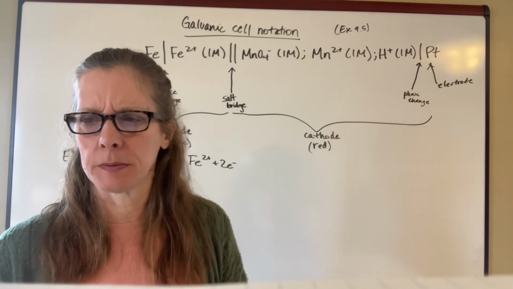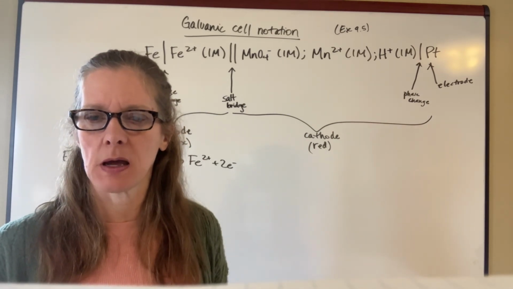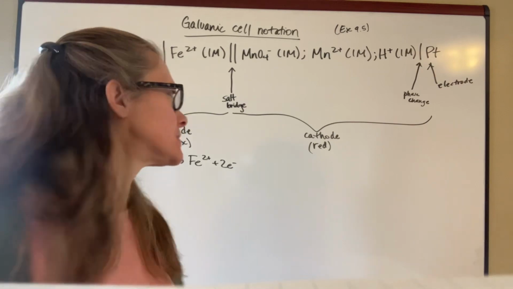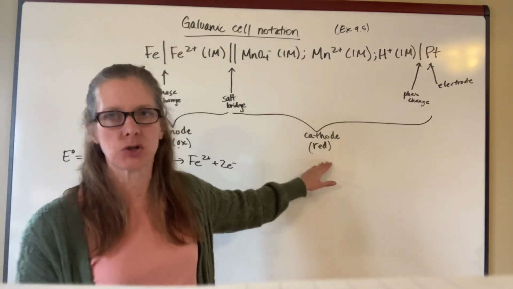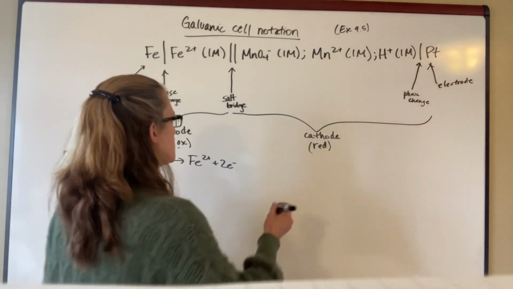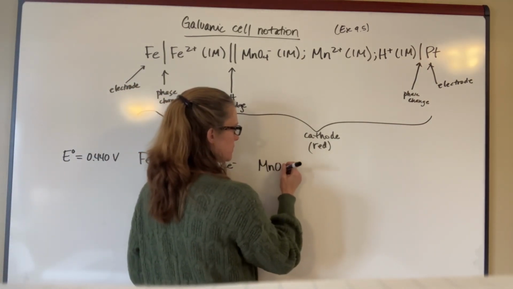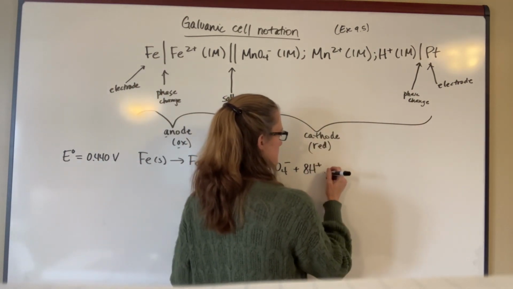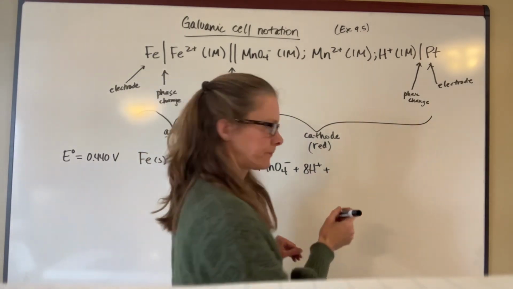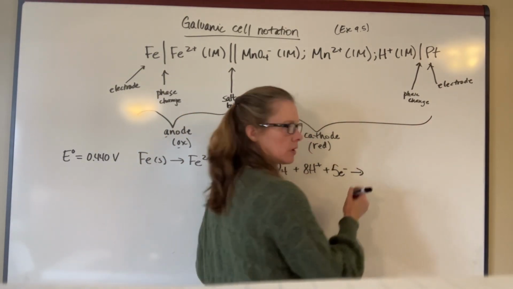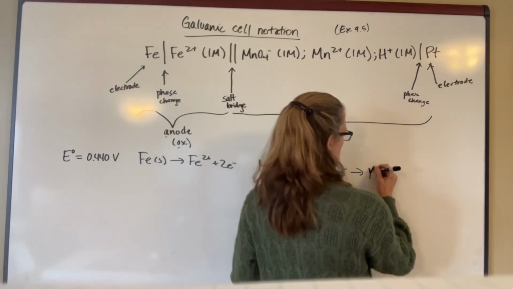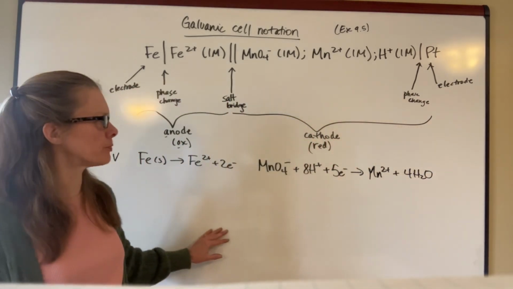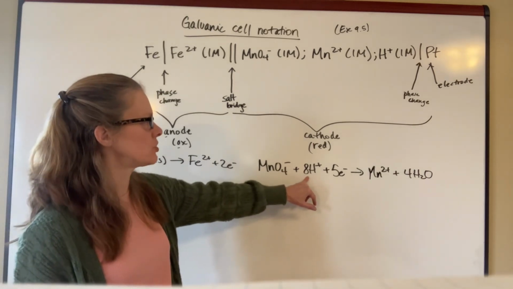And so we know that since this is reduction and we're gaining electrons, the electrons are going to have to go on the left-hand side. If I just look at the table, that gives me this particular reaction: MnO4- plus 8H+ plus 5 electrons goes to Mn2+ plus 4H2O.